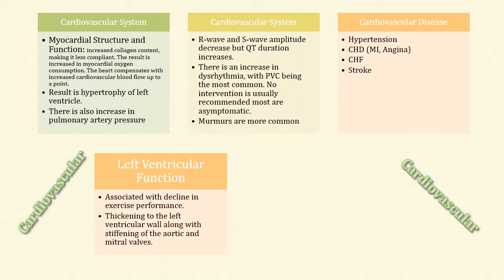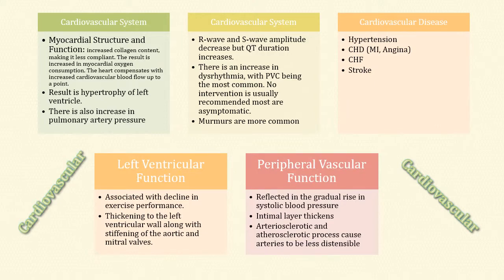Thickening of the left ventricle wall along with stiffening of the aortic and mitral valves. The peripheral vascular function is reflected in the gradual rise in the systolic blood pressure. The intimal layer thickens. Arteriosclerotic and atherosclerotic processes cause arteries to be less distensible.